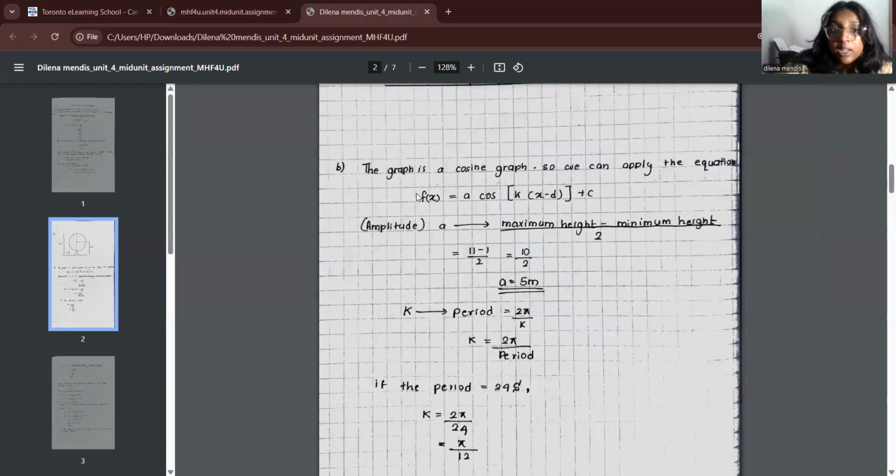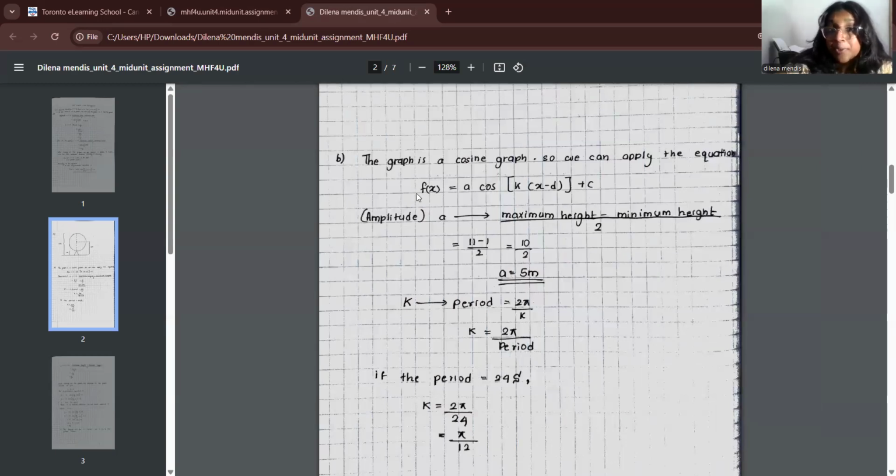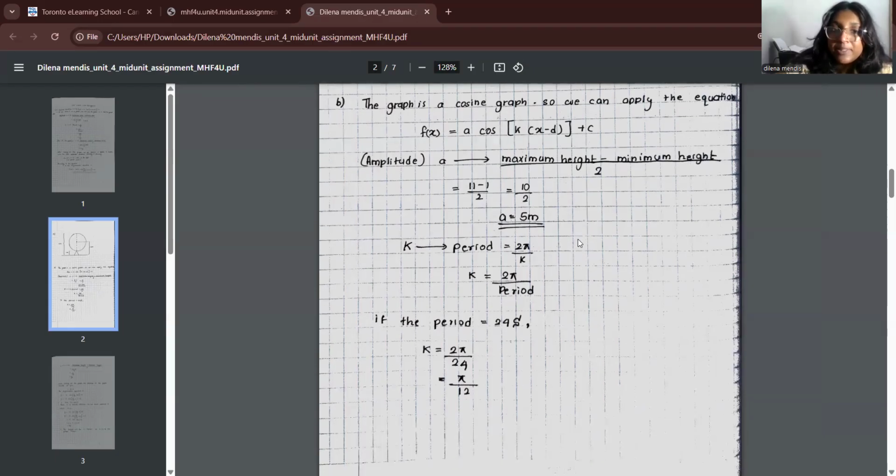So part B, the graph is a cosine graph, so we can apply the equation f = a cos(k(x - d)) + c. Amplitude a is maximum height minus minimum height divided by 2. So 11 minus 1 divided by 2 equals 10 divided by 2. So a equals 5 meters.